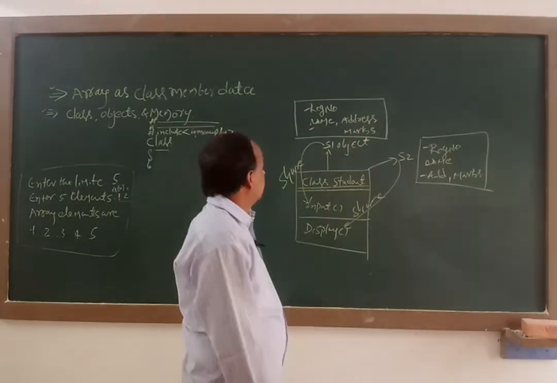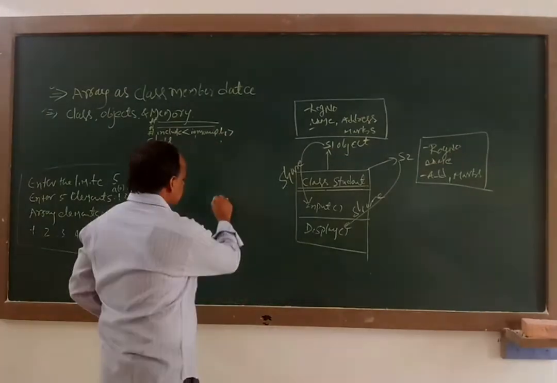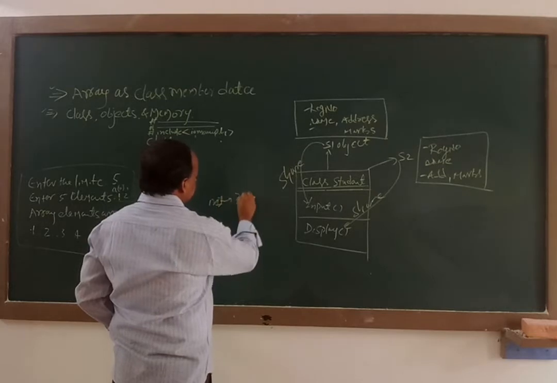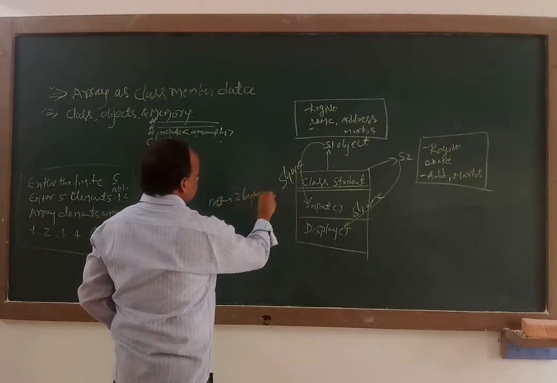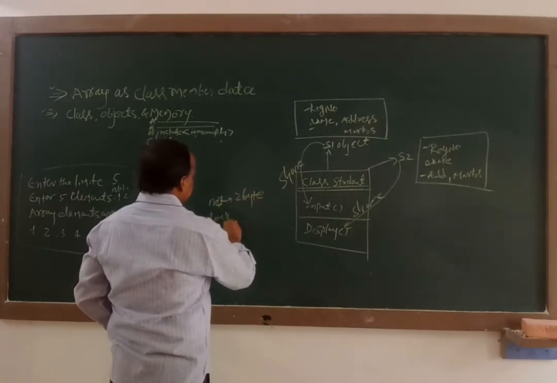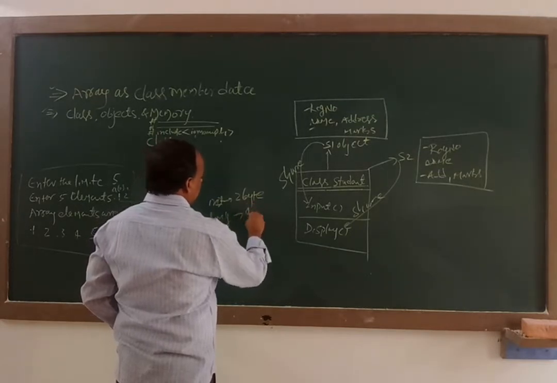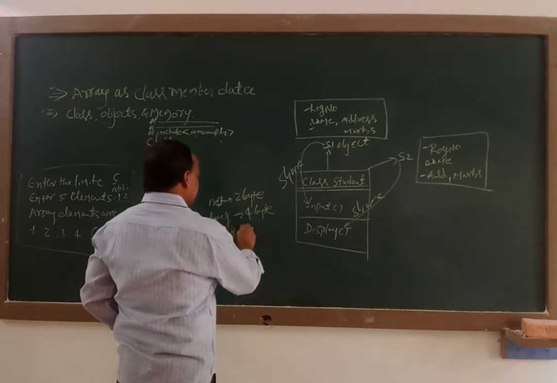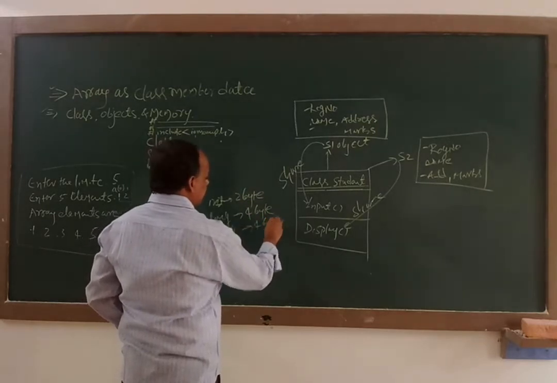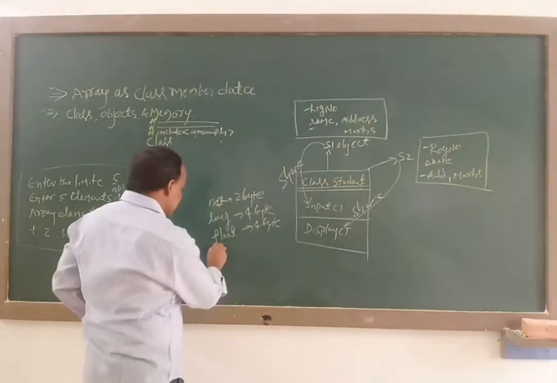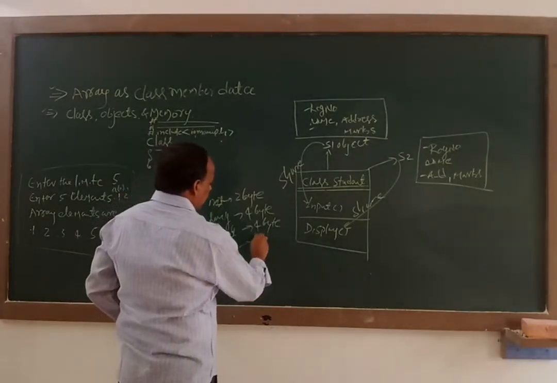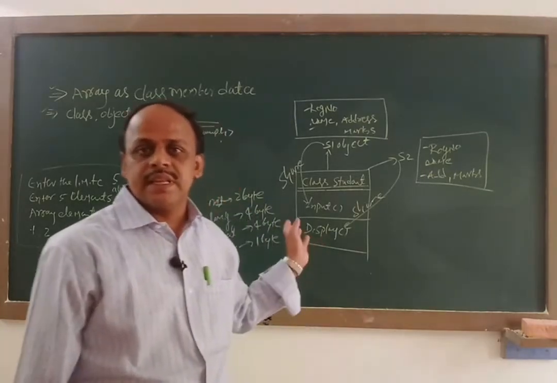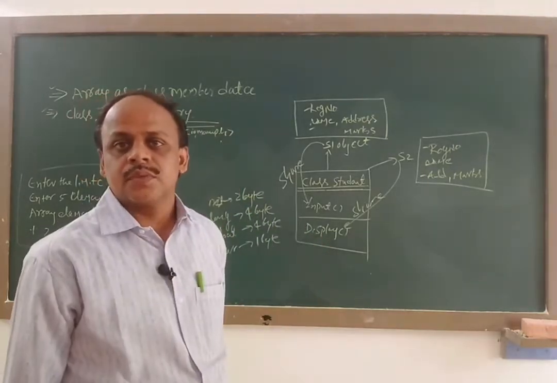That is, if int is there, 2 bytes of memory are allocated. If long is there, 4 bytes of memory are allocated. If float is there, then also 4 bytes of memory are allocated, right? If char is there, 1 byte of memory is allocated, right? This is the basic concept we discussed in the first year, right?